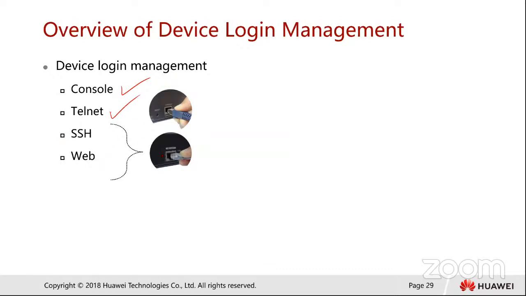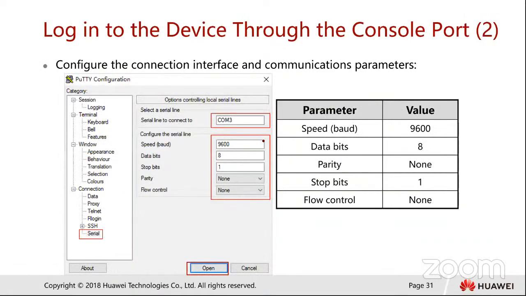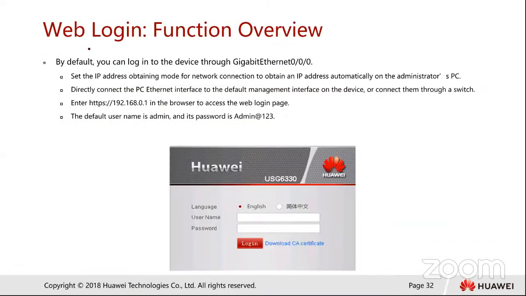If you're going to use SSH, we can use our serial cable to access it, or even an Ethernet cable, and the same applies. You can put the cable directly into the console port, and then you're able to access and remotely log in to your firewall. So to log in through the console port, I'm not going to go through this. I will just skip this, but let's focus on the web login function overview because we shall use it a lot.